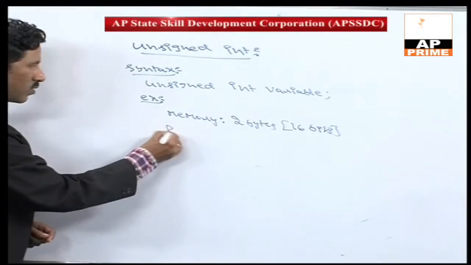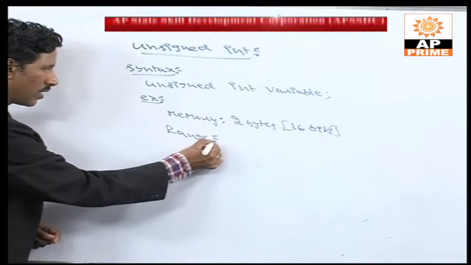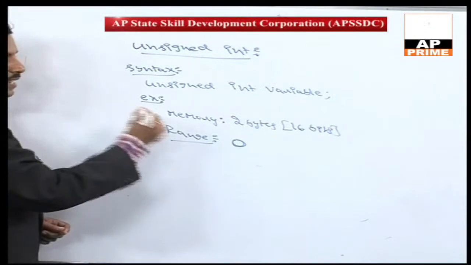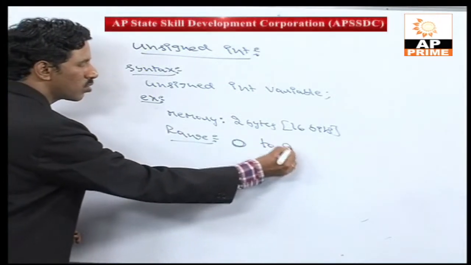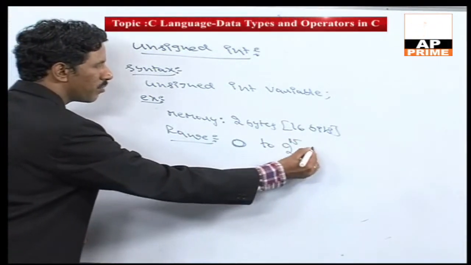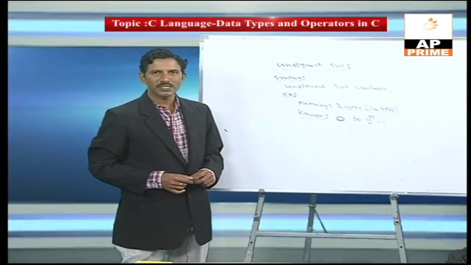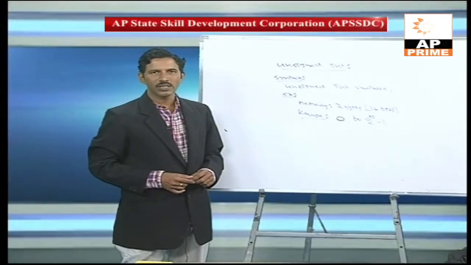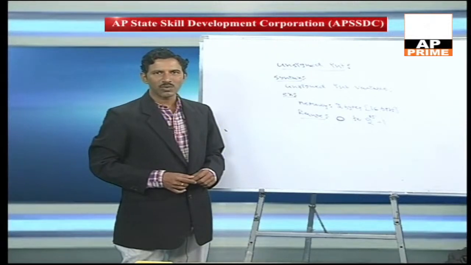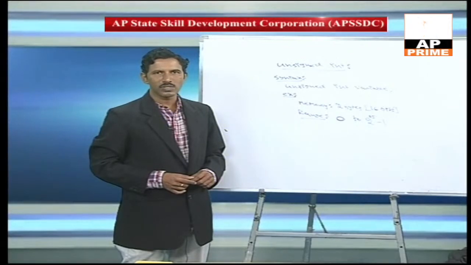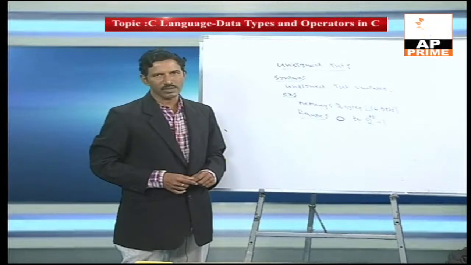And what is the range value? What is the range will be defined? 0. There is no negative numbers because it's an unsigned, no negative numbers. 0 to 2 to the power of 15 minus 1. That means what? What is the difference of integer and unsigned integer? Integer range is negative to positive, but unsigned integer has no negative, 0 only started. What is the ending number? 2 to the power of 15 minus 1.